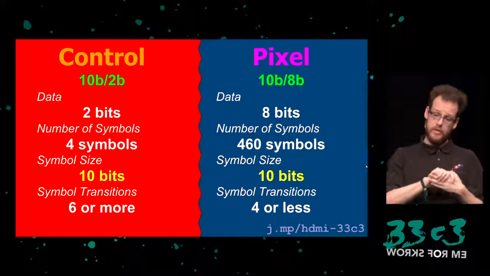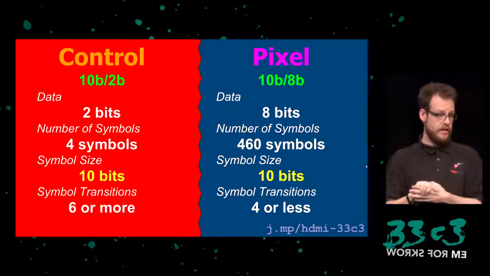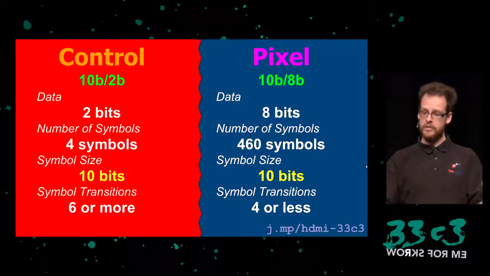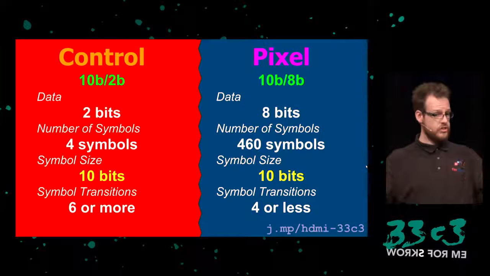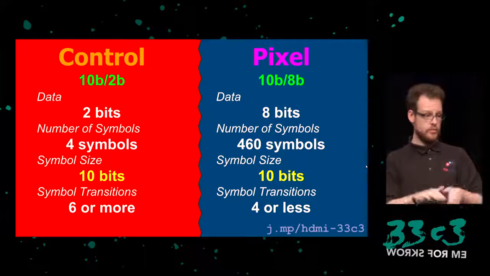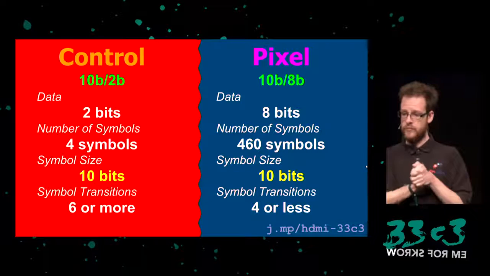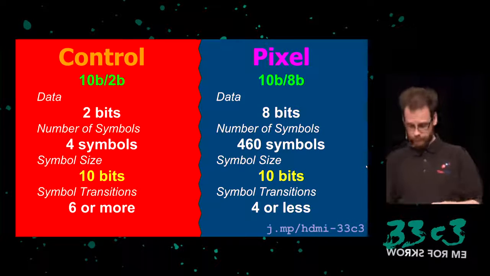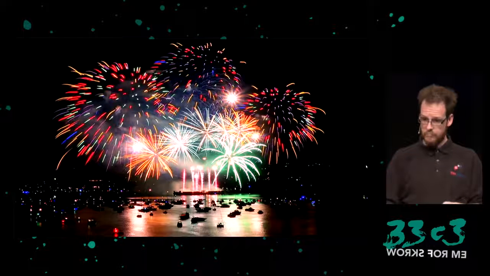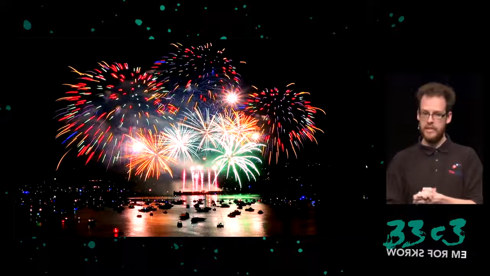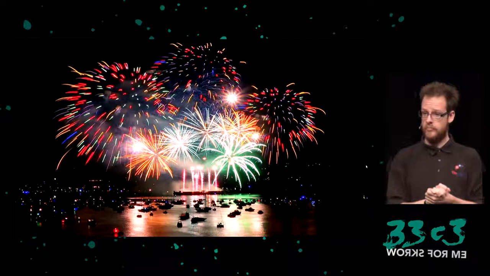Because we minimize the transitions in the pixel data, we can actually tell control data and pixel data apart by looking at how many transitions are in the symbol. If it has 6 or more transitions, it must be a control symbol. If it has 4 or less, it must be a pixel symbol. So you now know how to encode TDMS data and how to decode TDMS data, because if you want to decode, you just do the process backwards.